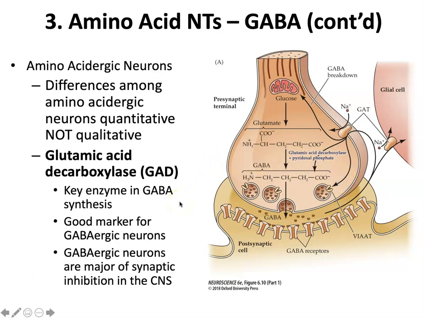And so pyridoxal phosphate is going to be absolutely essential for the function of that enzyme to produce GABA. Pyridoxal phosphate is derived from vitamin B6. So if there's a deficiency in vitamin B6, that can lead to diminished GABA synthesis.